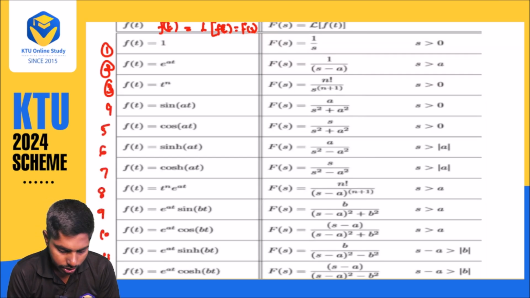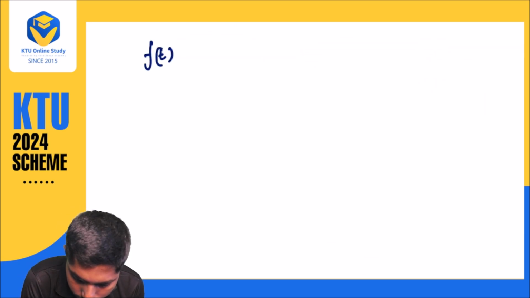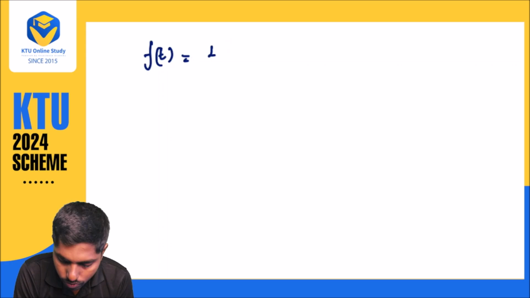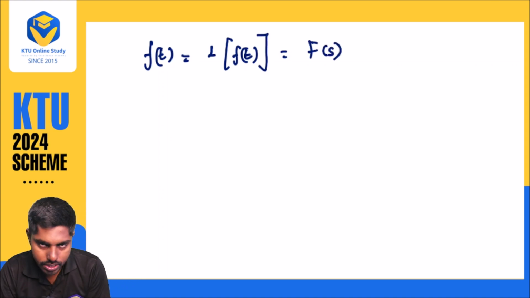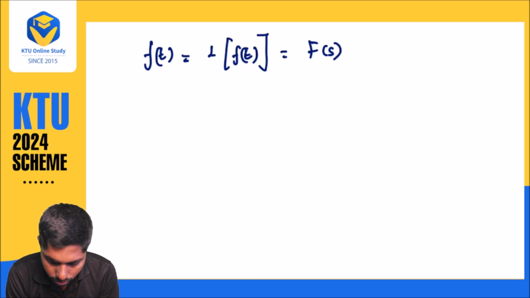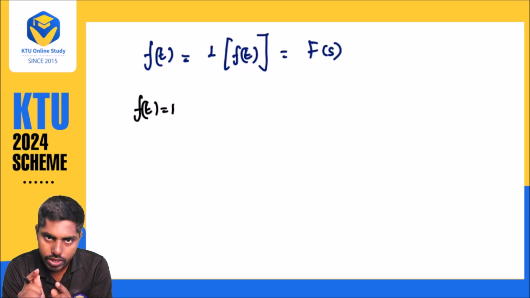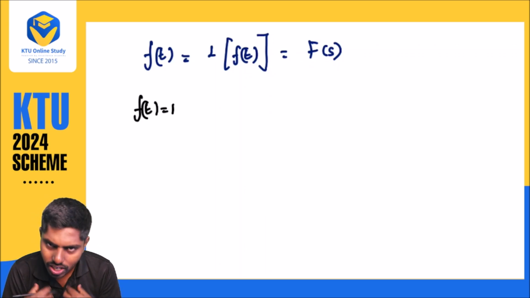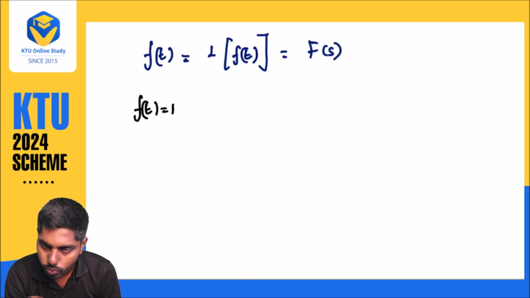Okay, very simple. First of all, f of t. In Laplace form, f of t is equal to f of x. This is just for representation, a presentation-oriented formula we are writing. Whenever they give f of t is equal to 1, that means a single value, 1. What do we know about 1? 1 is a constant value.